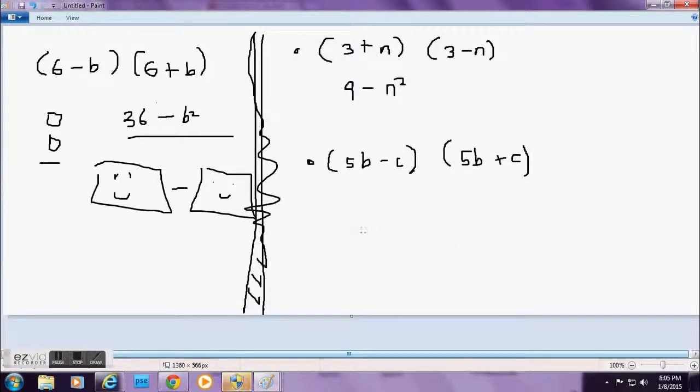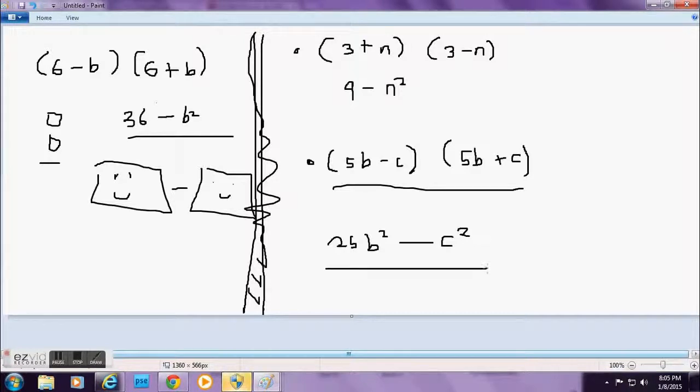Alright, this question: 5b squared, so it's 25b squared. And then the minus, and then c squared, so it's c squared. That's about it. It's really simple.